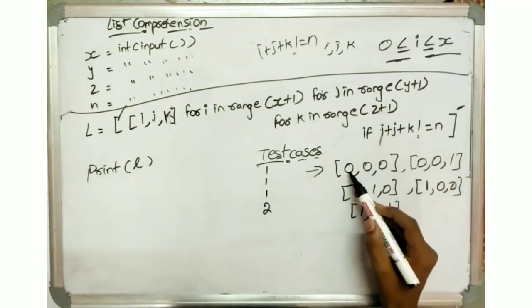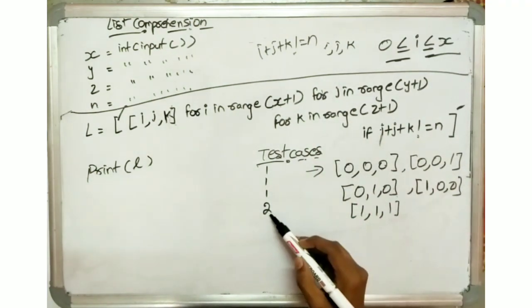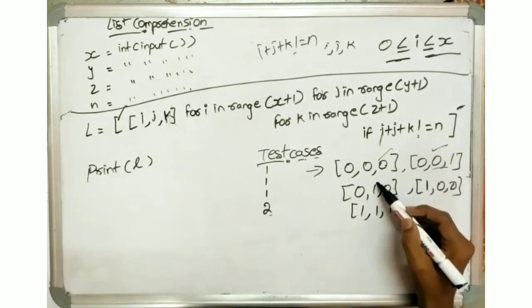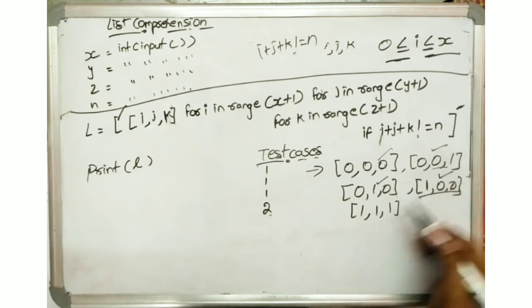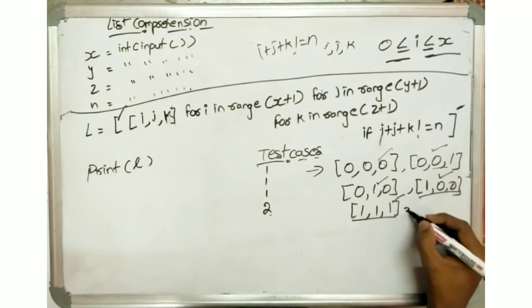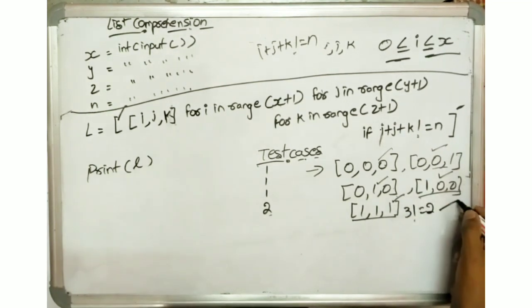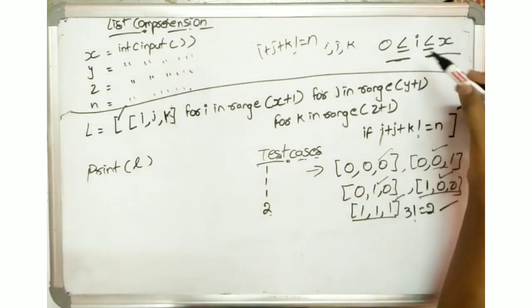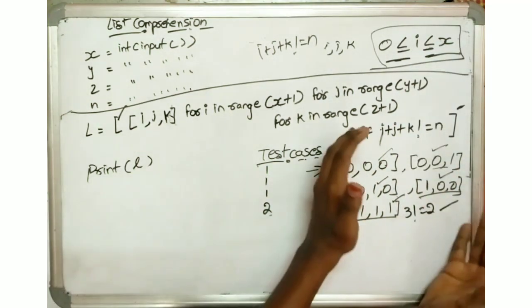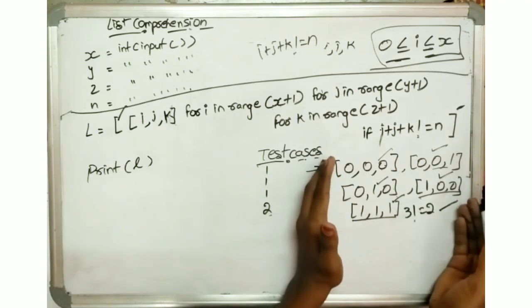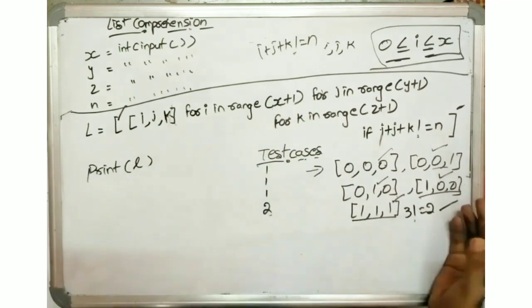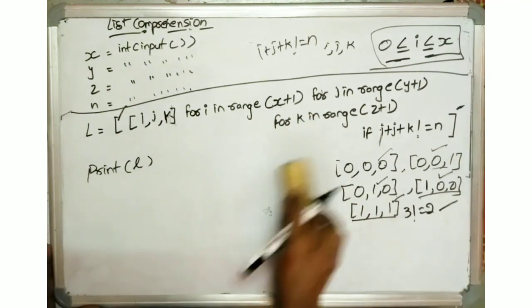Let me check all the conditions. i plus j plus k: 0 plus 0 plus 0 is equal to 2? No, it's not equal, satisfied. This one satisfied. This one satisfied. This one satisfied. This one satisfied. 1 plus 1 plus 1 is 3, 3 is not equal to 2. Satisfied. Every constraint satisfies this condition too. What does it mean? These are all the possible coordinates. We need to prove the same by using our code. Okay, just run this.